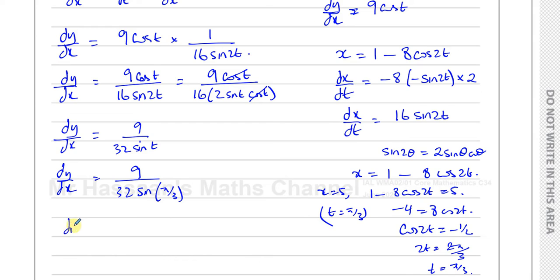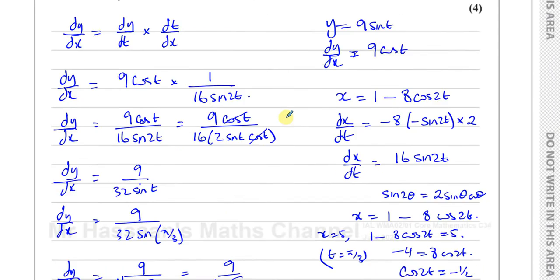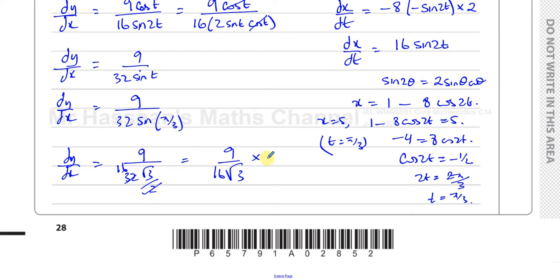Okay, so we could even just put that in our calculator if you want to, but if you want to show the steps, no problem. That's 9 over 32 times the sine of pi over 3, that's the sine of 60 degrees, that's root 3 over 2. Okay, that cancels, that gives you 16. So you're left with 9 over 16 times root 3. That's not rationalized, and the question wants it to be rationalized, of course. So we multiply both the top and bottom by root 3.